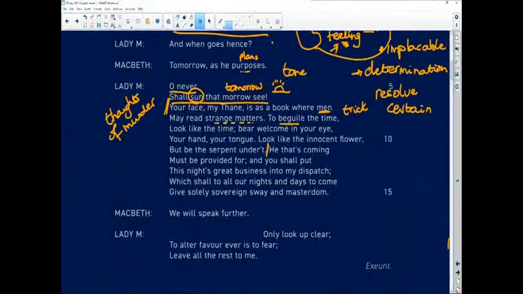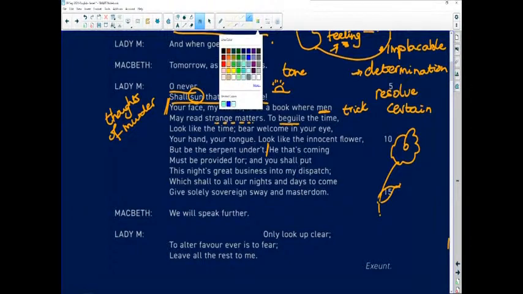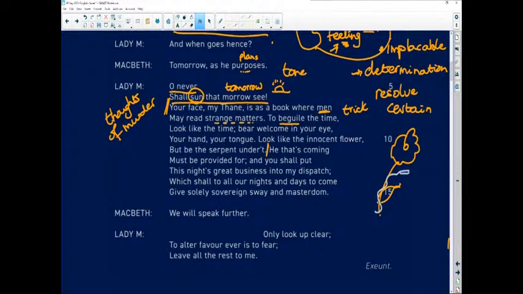Bear welcome in your eye, your hand, your tongue, because you must look like the innocent flower, but be the serpent under it. So let us draw the innocent flower. It would help if I turned my pen around the right way. Here's my innocent flower. You must look like the innocent flower, but you must be, I want to change color. You must be the serpent. Oh, that's just too dark. Hang on, let's try a light gray. You must be the serpent who is under the flower, waiting to bite.